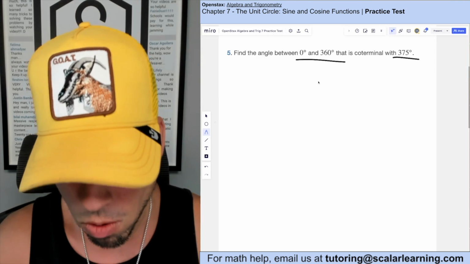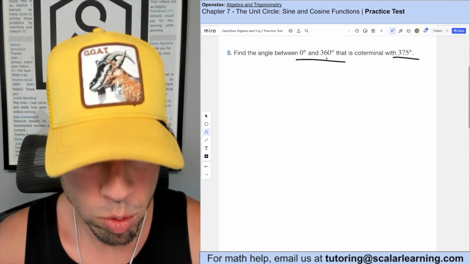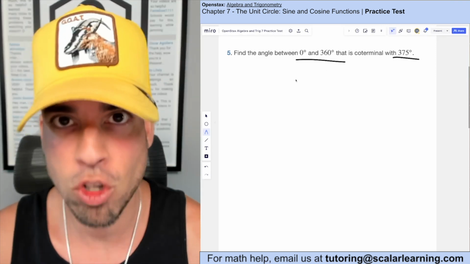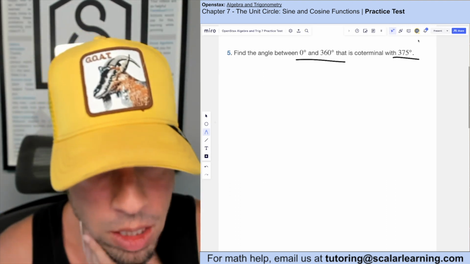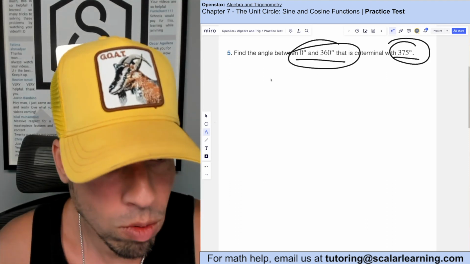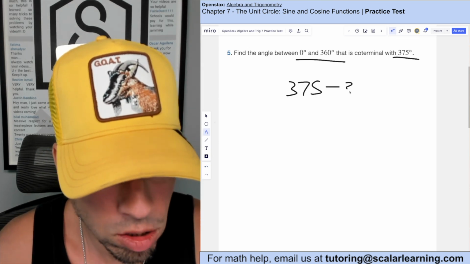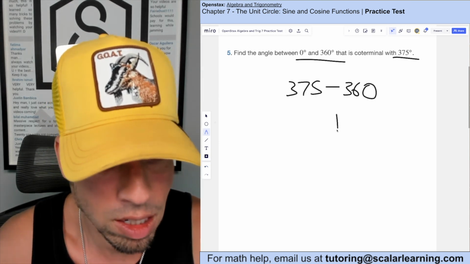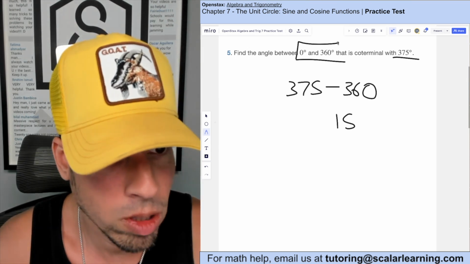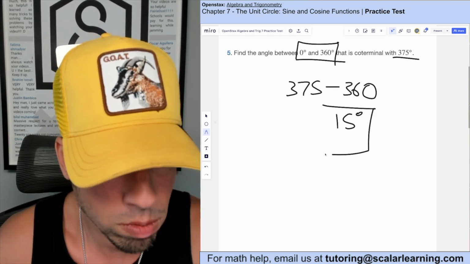So this one we're meant to find an angle that is coterminal with 375 that is between 0 and 360. So when we're trying to find coterminal angles, what you're going to do is either add or subtract 360 degrees. And since this is too big, right, it's beyond 360, we're going to subtract 360. So 375 minus 360 is 15. So that's the coterminal angle in that zone, 15 degrees, boom, done.